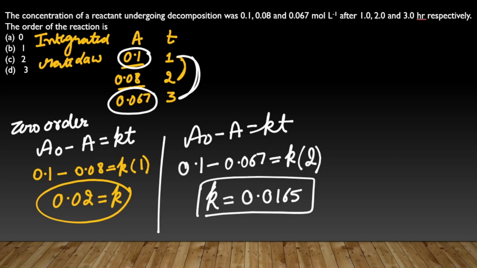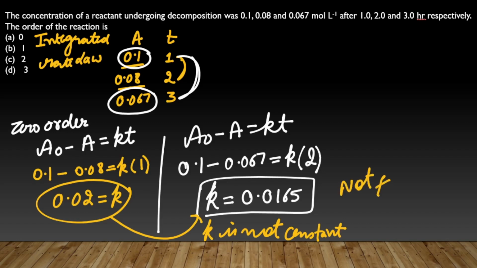So if you see the rate constant value, in one case it is 0.02 and the other time it is 0.0165. So the different rate constant values you are getting. So that means K is not constant. So the reaction is not following the zero order kinetics.